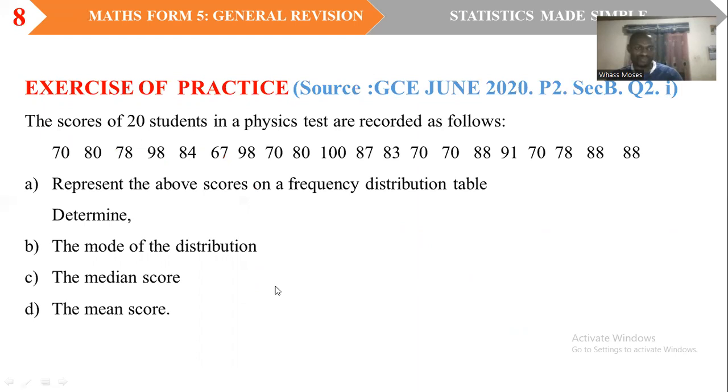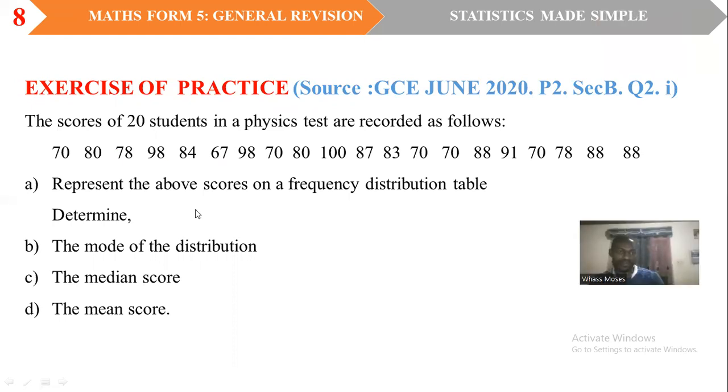For you to also follow up what we have done and practice for yourself, this is an exercise of practice. And this exercise of practice, please, you read through it and you try to solve it and compare the solutions with what has just been done. The question has been taken from GCE June 2020 paper 2, section B, question 2I, Roman numeral 1. Now, what is the question?